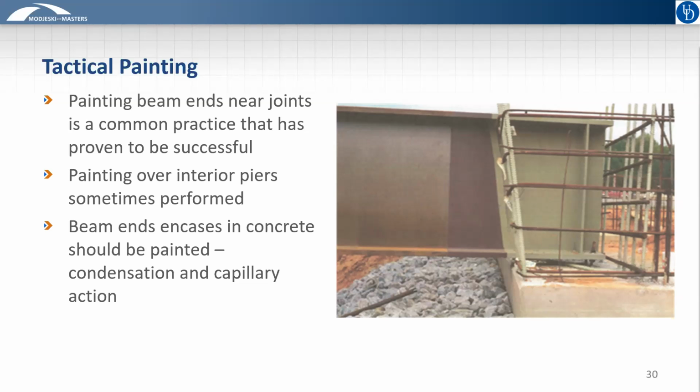And then a third region that you should consider painting on an uncoated weathering steel bridge is any area of the girder that might be encased in concrete. What's being shown here is an integral abutment bridge, and you can see that the area of the steel girder that will eventually be encased when the rest of the back wall is poured has been painted. And that's because concrete has a very large thermal mass.